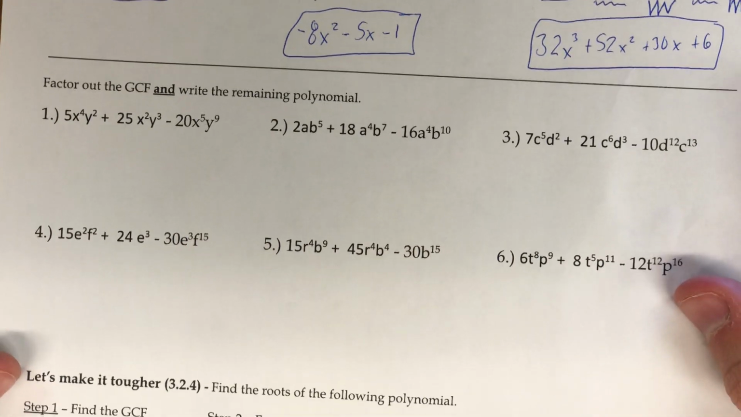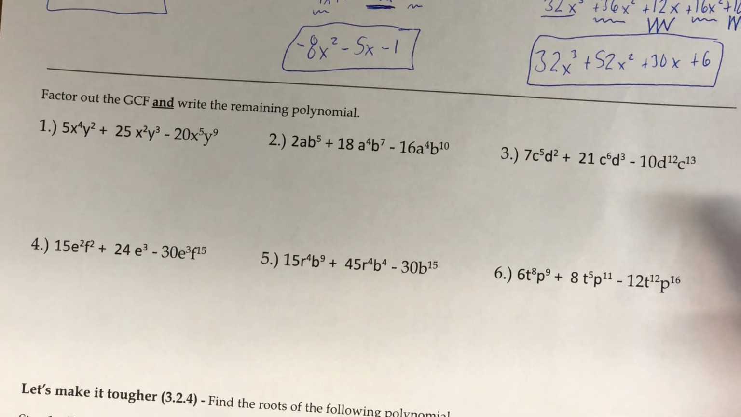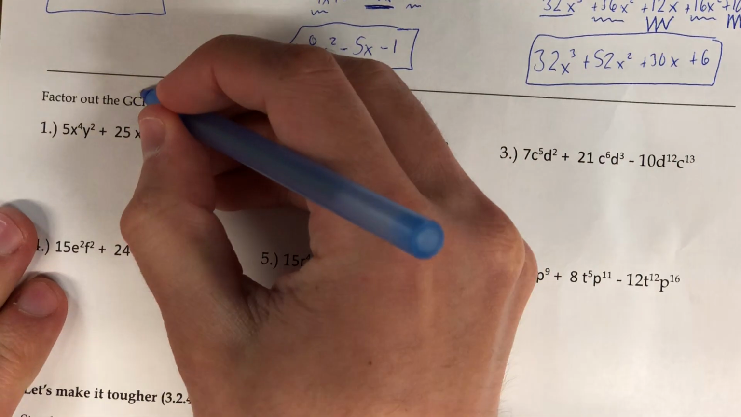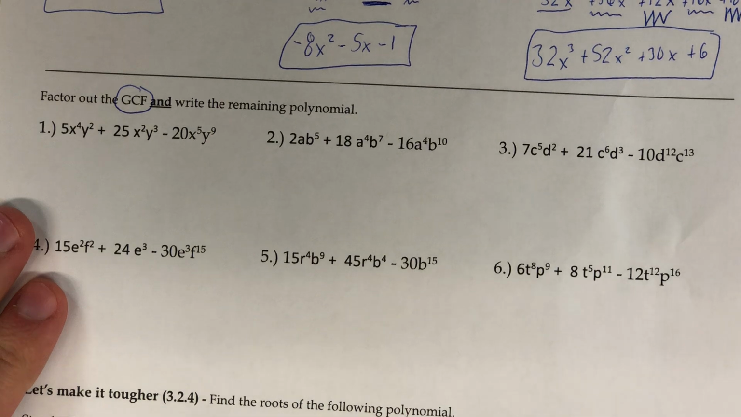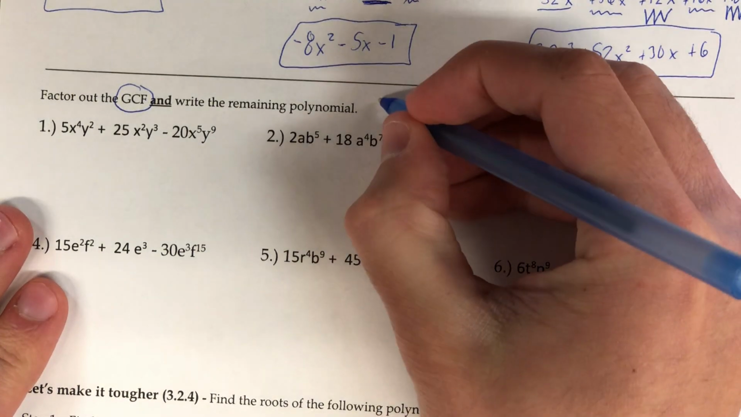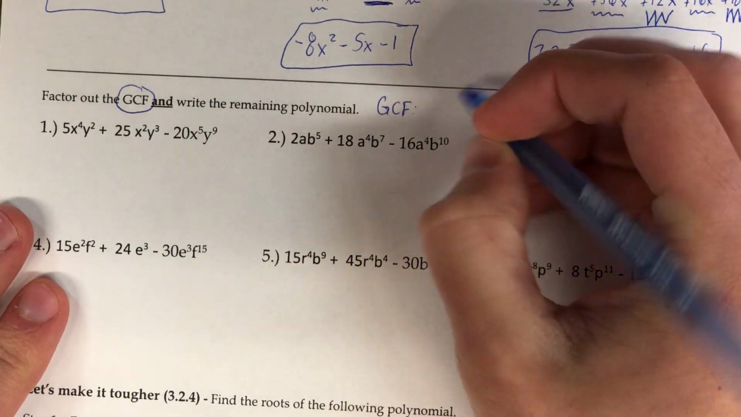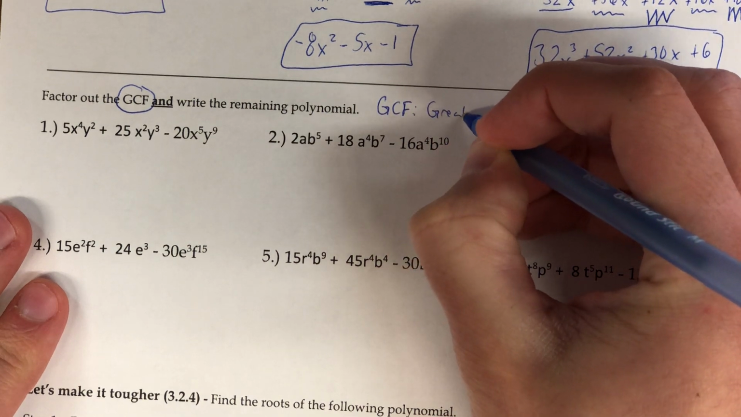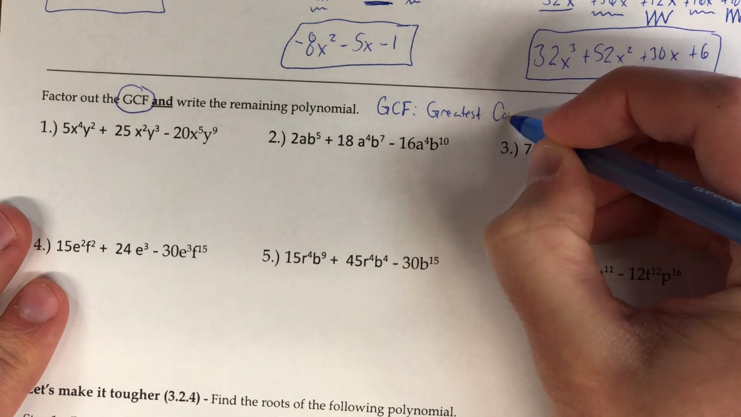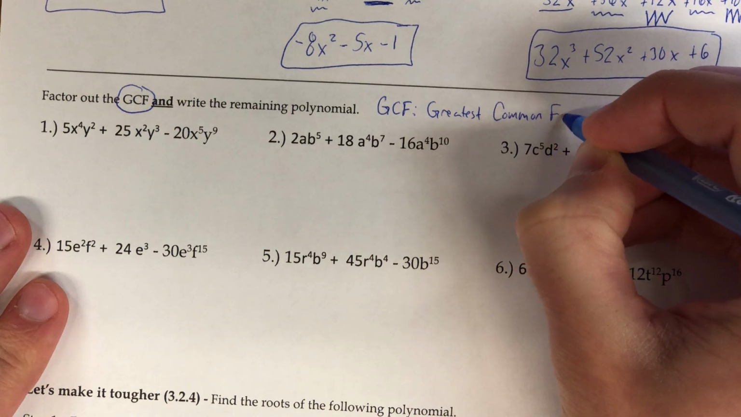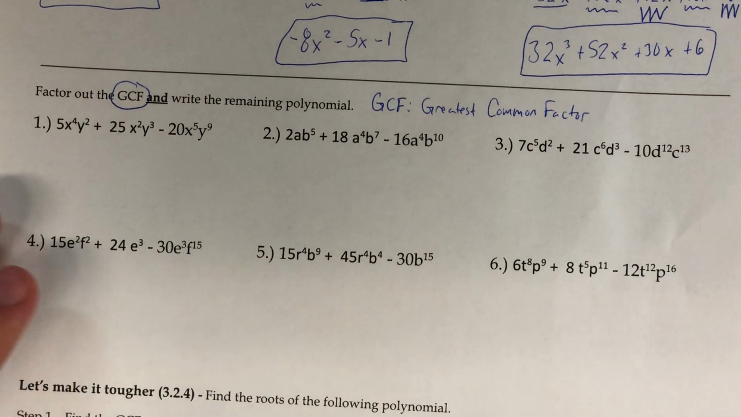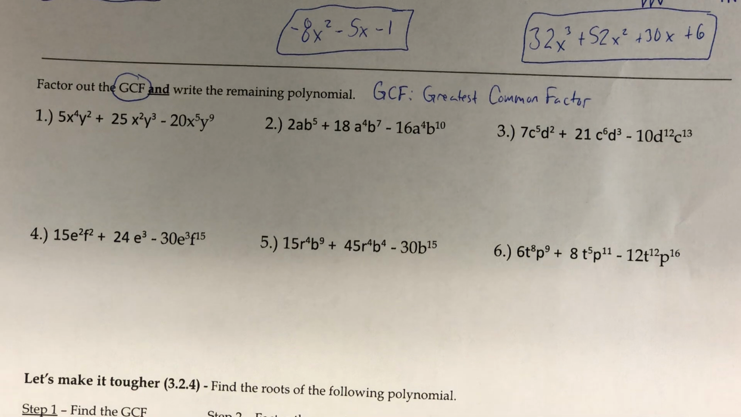All right, so part of this process of being able to find our roots for polynomials is being able to factor out the GCF. So remember, GCF stands for greatest common factor. And essentially what we're doing here is we're looking for, well, what's the largest number or largest variable I can take out of every single term.